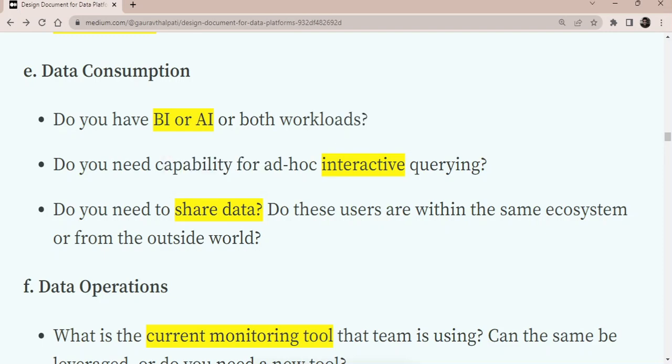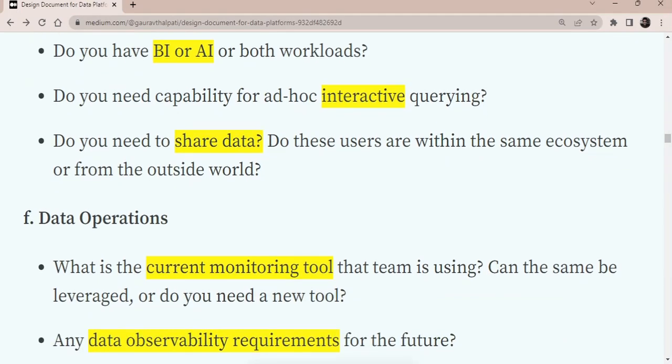Whether you want to also share the data with the outside world. So that sharing is also an important consideration. Based on that, you will have to make a design choice. I think this is where some of the new technologies would come into place. If you're using Snowflake, they have a very good sharing mechanism, but then it's proprietary. If you want something which is open source, you can still go with the Databricks Delta Sharing kind of a thing.